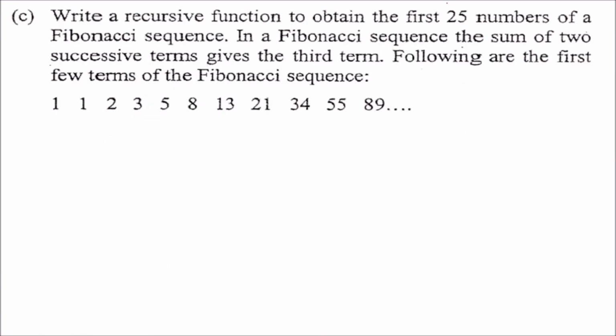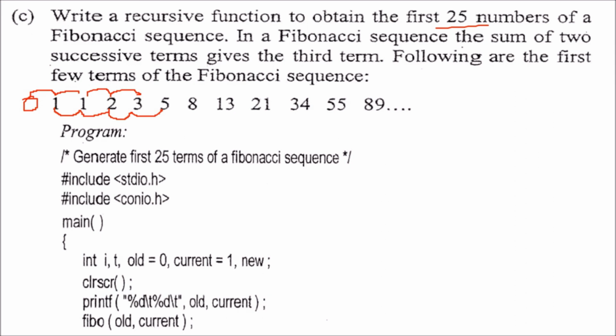Write a recursive function to obtain the first 25 numbers of a Fibonacci series. In a Fibonacci series, or sequence, the sum of two successive terms gives the third term. And following are the first few terms of the Fibonacci sequence. In the Fibonacci sequence, what is happening? Let us take a 0 here. So 0 plus 1 is 1, 1 plus 1 is 2, 1 plus 2 is 3, 2 plus 3 is 5. So every number is the sum of the previous two numbers, right?